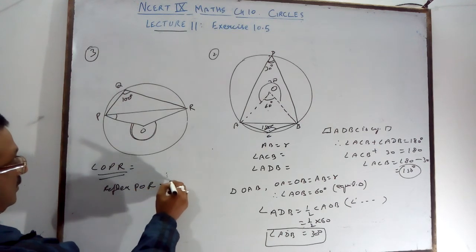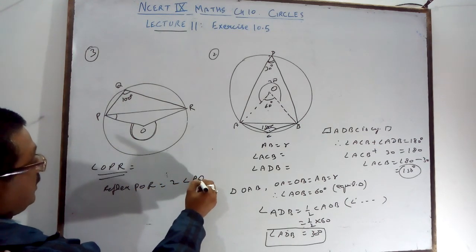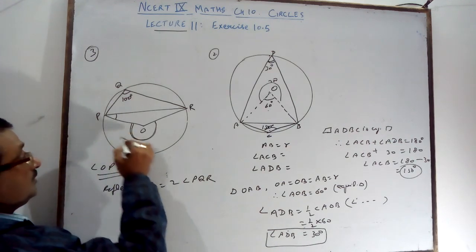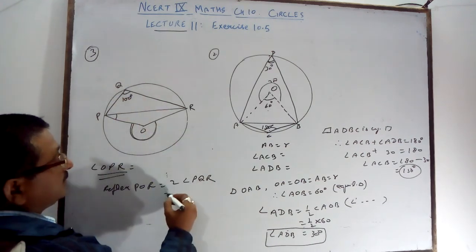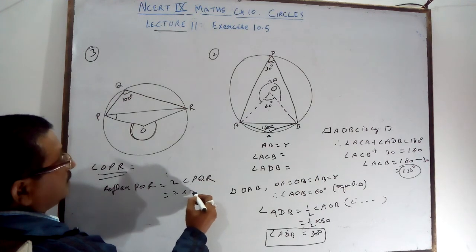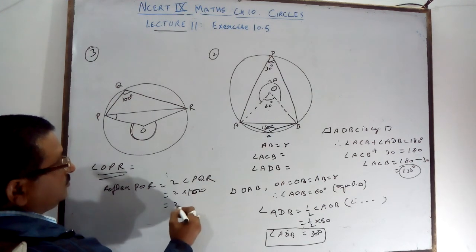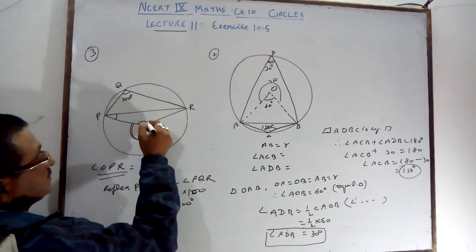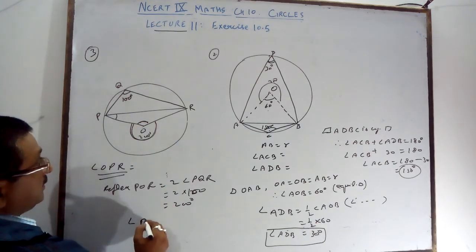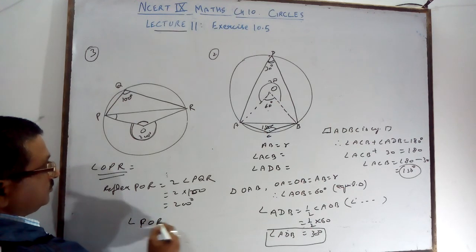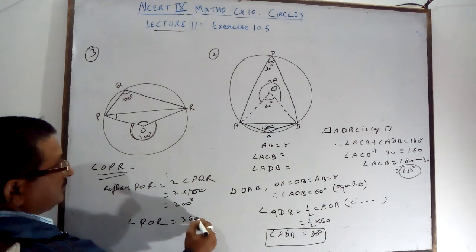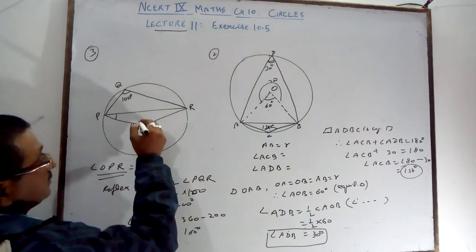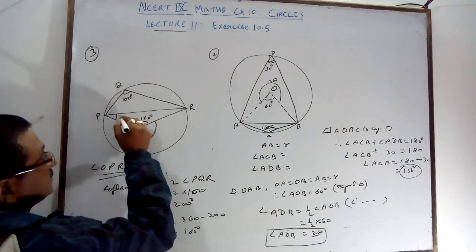Is angle POR twice angle PQR or not, by the theorem? In the theorem I have told you, reflex of POR is twice of PQR. That is 2 into 100, which gives you 200 degrees. If it is 200 degrees, then what is angle POR? Angle POR is equal to 360 minus 200, that is 160 degrees.